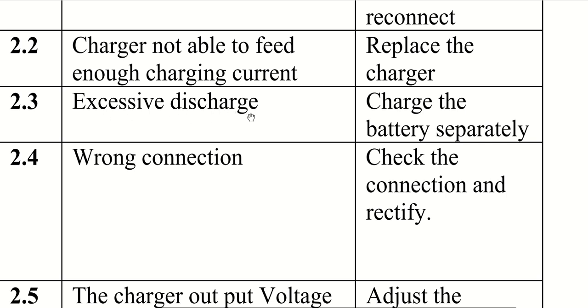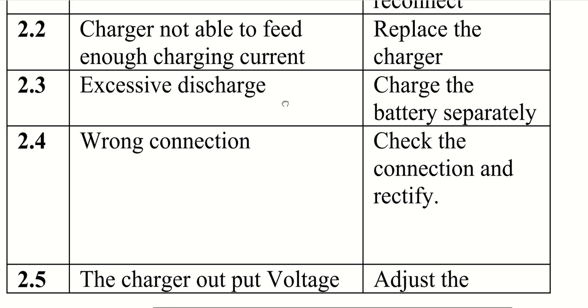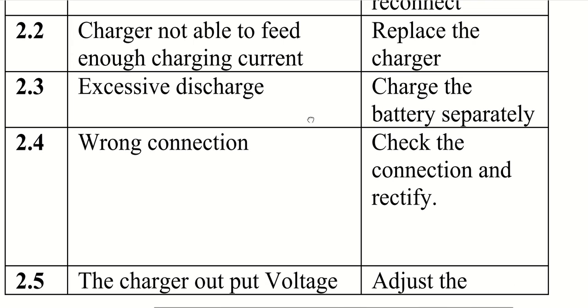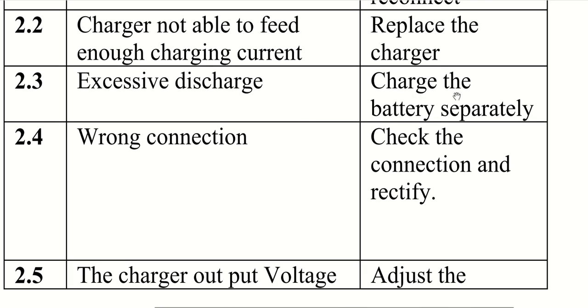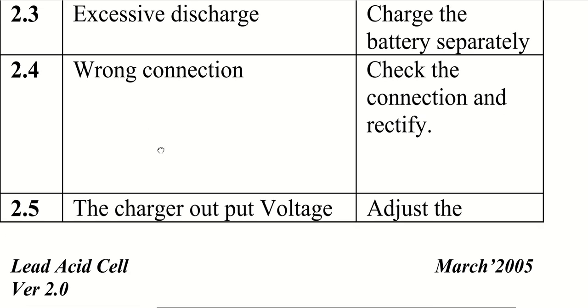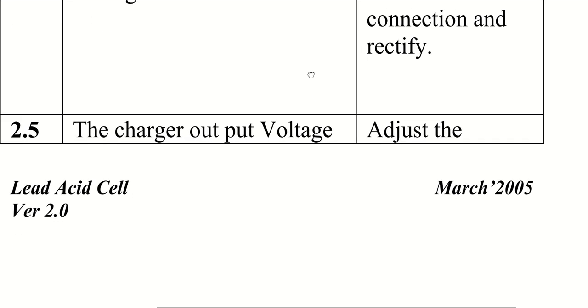Excessive discharge could be one of the reasons for slow charging. If excessive discharge takes place, the charging takes a lot of time. So in that case, charge the battery separately. You will have to keep it for a longer time on the charge, and that is why you have to charge it separately. Wrong connection could also be one of the problems of not proper charging or longer time of the charging. So check the connection and rectify that.